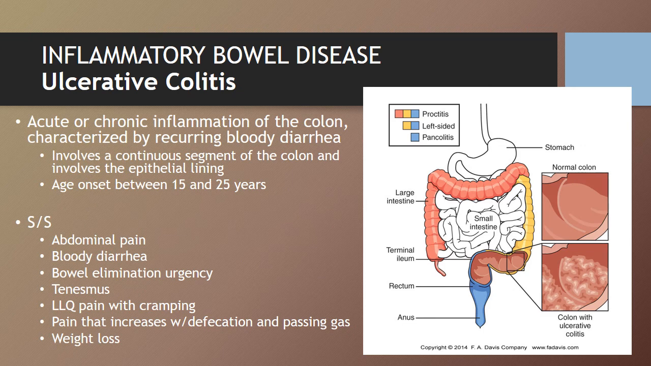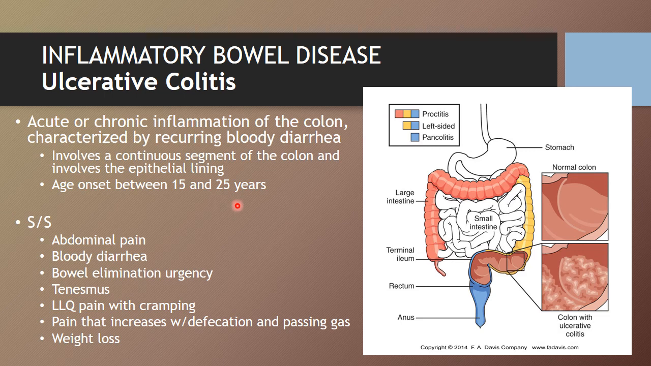Ulcerative colitis. This is acute or chronic inflammation of the colon characterized by recurring bloody diarrhea. It actually involves a continuous segment of the colon and involves the epithelial lining as well. Crohn's was just skipped areas that are irritated. This actually involves a whole continuous segment of the colon. So you can see here, it can involve the whole segment of the colon. It's not just going to be little areas.